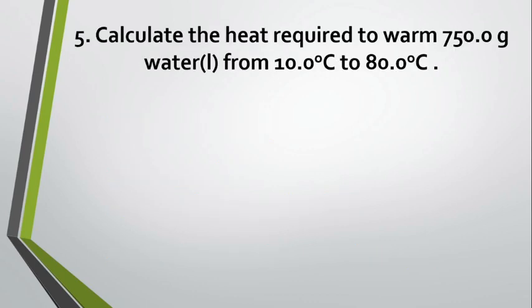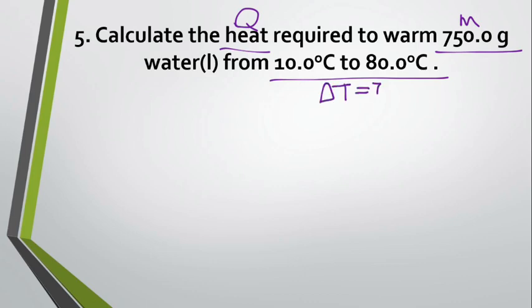So let's look at a problem. This first problem asks us to calculate the heat, so I am looking for Q. Required to warm up 750 grams, so that's our mass, of water from 10 degrees to 80 degrees Celsius. So the amount that my temperature is changing is by 70 degrees Celsius. So that is most of the information I need. I do need to go and find a C, and the C that we're going to be using is that C for water, 4.184. So just plug in all of this in.